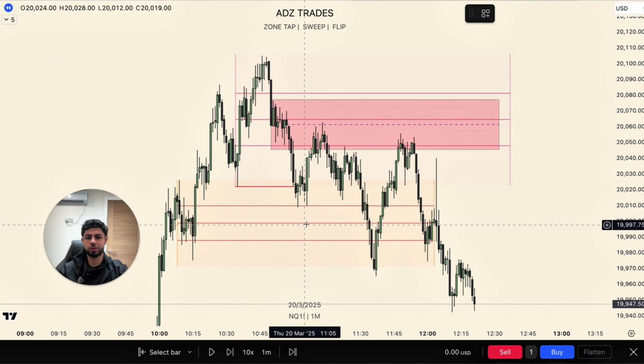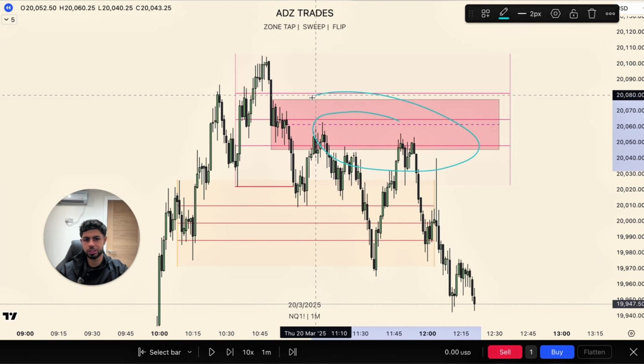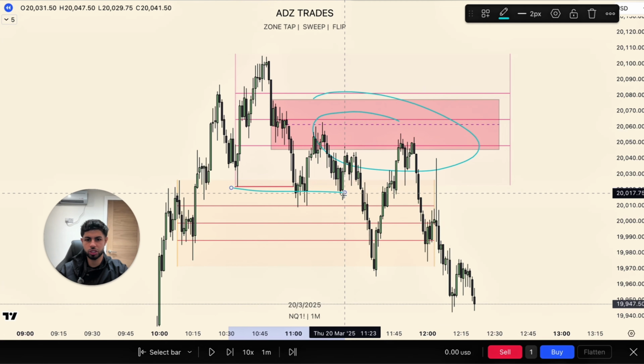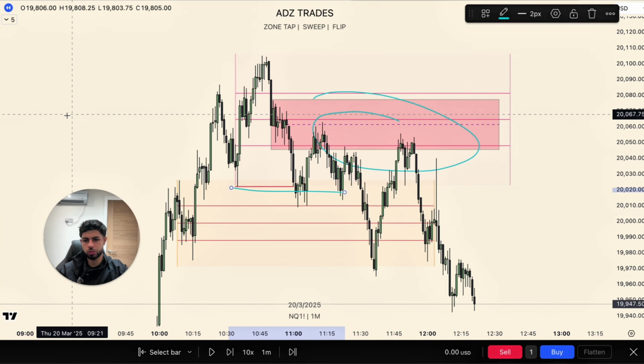So we don't want to be focusing on this zone. This is just going to be where the pullback is. We always want to trade the trend continuation when the trend shifted bearish, once we got below here. And I'll show you another example.